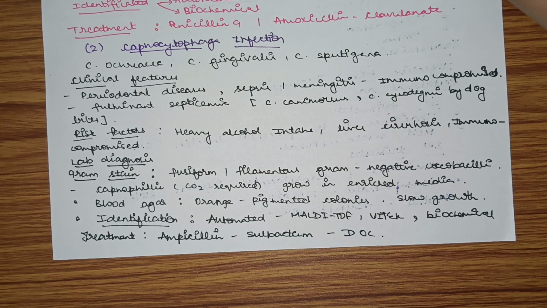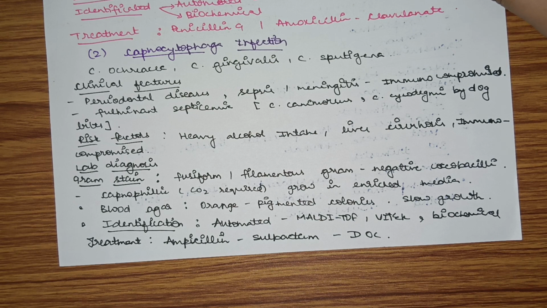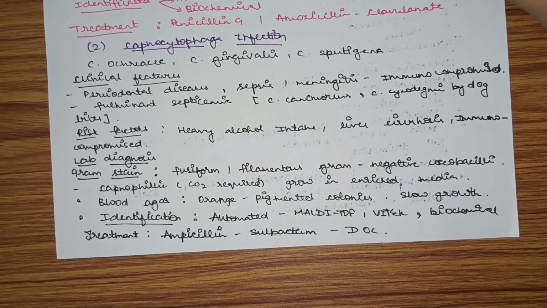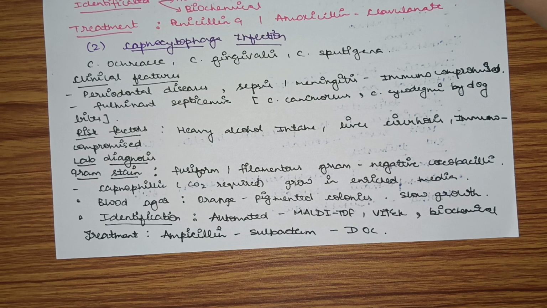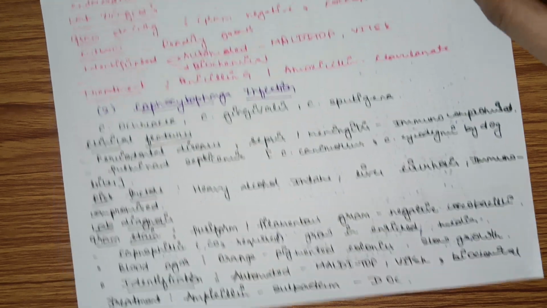Lab diagnosis is by Gram staining, culture, and identification. In Gram staining, gram negative coccobacilli are seen, which may be fusiform or filamentous. In pasteurellosis it is a gram negative coccobacillus; here also it is a gram negative coccobacillus, but fusiform or filamentous forms may be seen. It is capnophilic, requiring carbon dioxide, so it grows in enriched media only. On blood agar, it appears as orange pigmented colonies and shows slow growth. Identification may be by automated methods such as MALDI-TOF, VITEK, or by biochemical tests. Treatment is ampicillin sulbactam, which is the drug of choice for Capnocytophaga infections. Thank you.